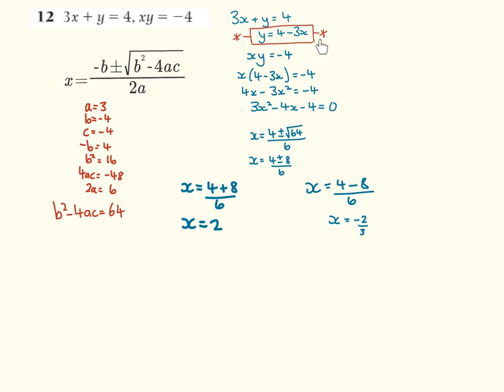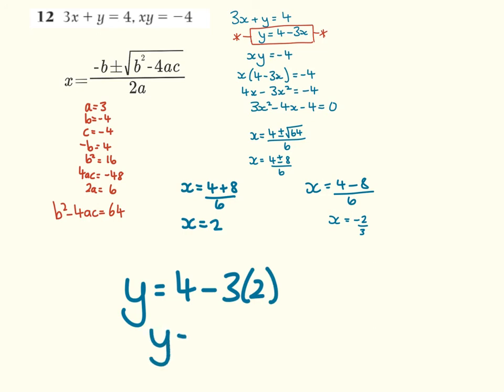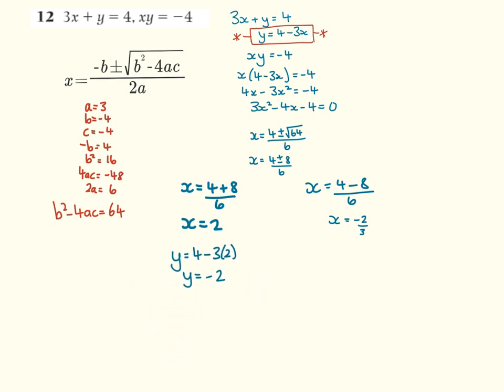Okay, so we're going to take that expression in the box, y equals 4 minus 3x, and substitute our numbers in. So my first value for y is going to be 4 take away 3 times 2, so that's 4 take away 6, which is negative 2. Alright, so just shrink that and put that there.